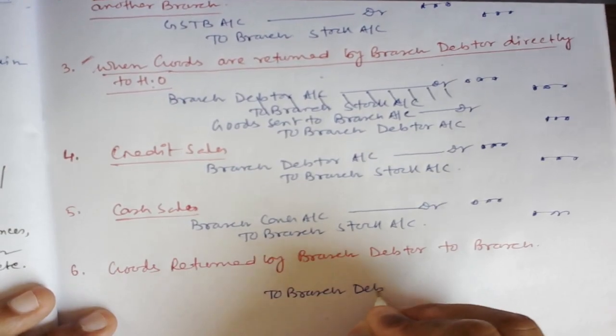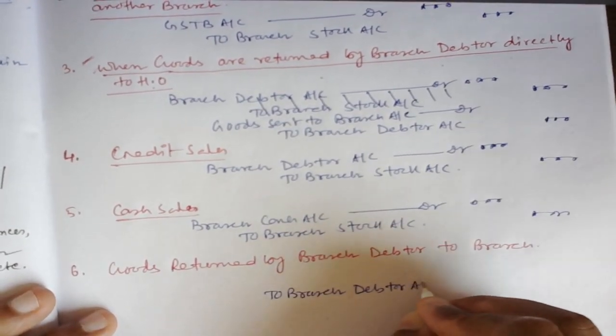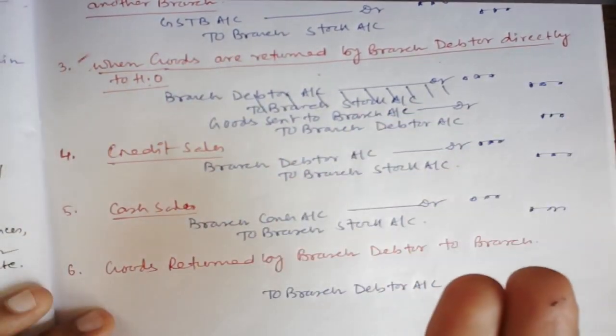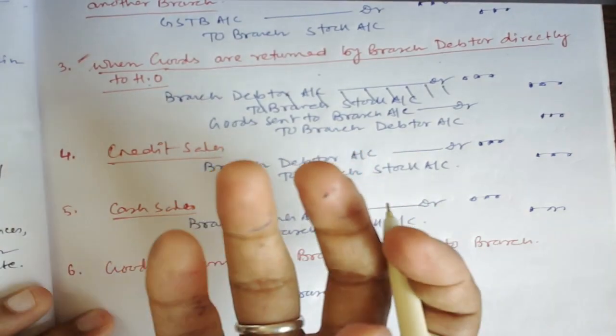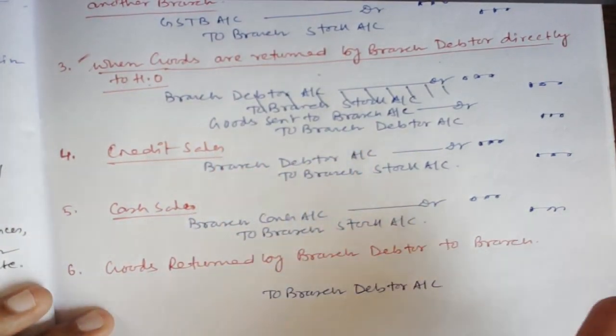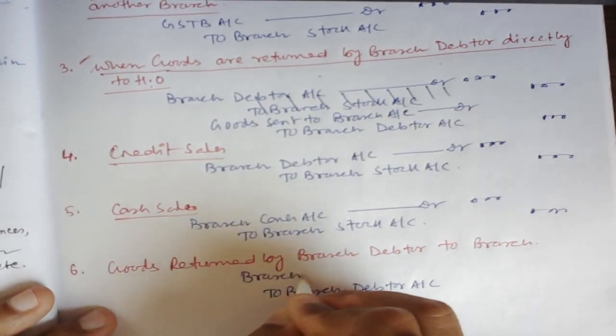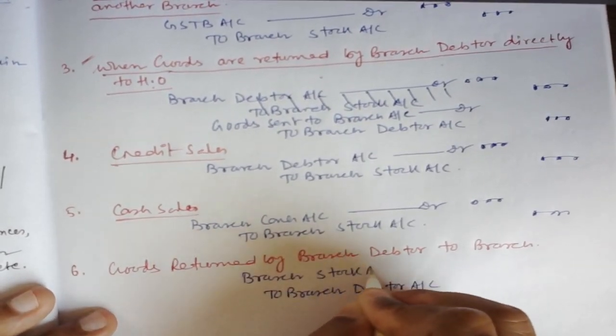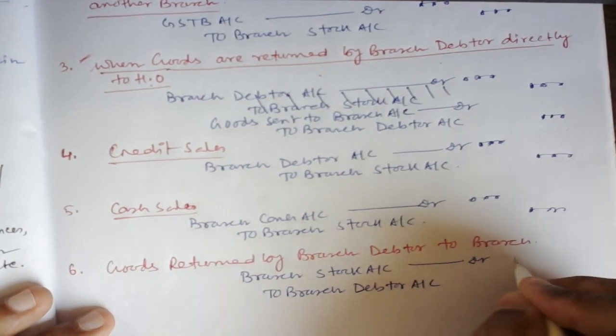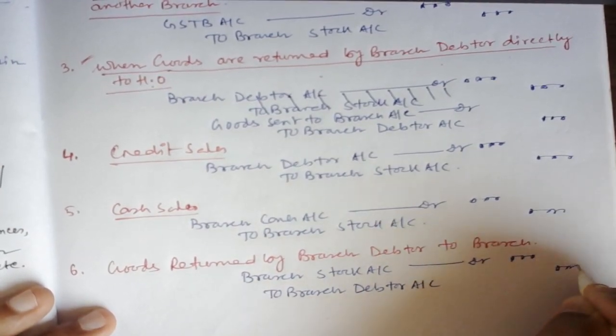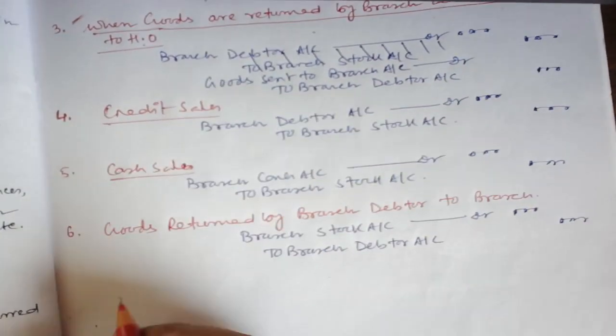And when goods are returned to the branch, then branch stock will increase, obviously, because some stock which you have sold to the debtor is returned back. It means your stock is increasing. So you can write here branch stock account. So the entry will be branch stock account debit to branch debtor, because stock is increasing. That's why. Seventh.